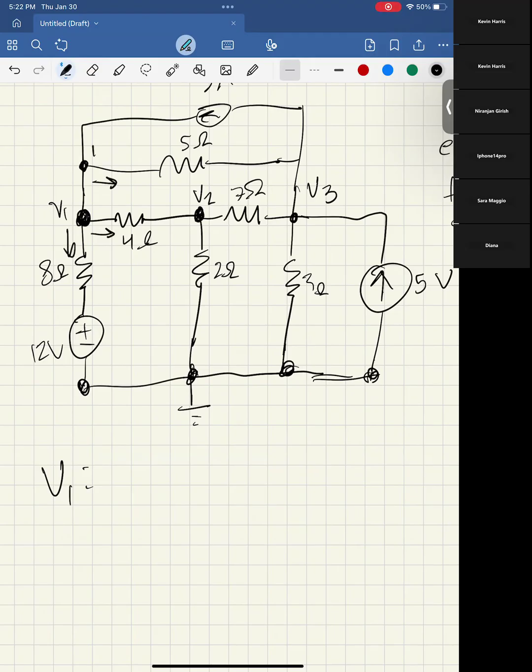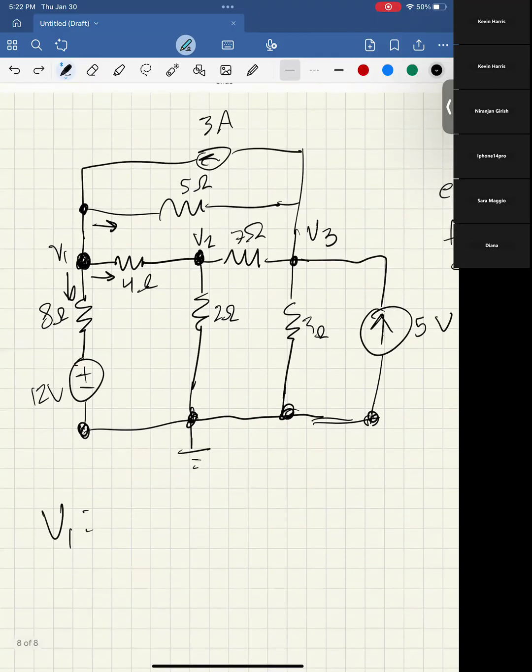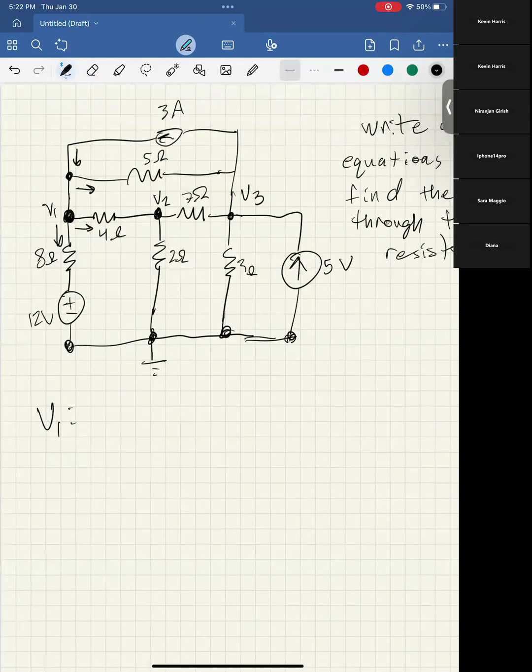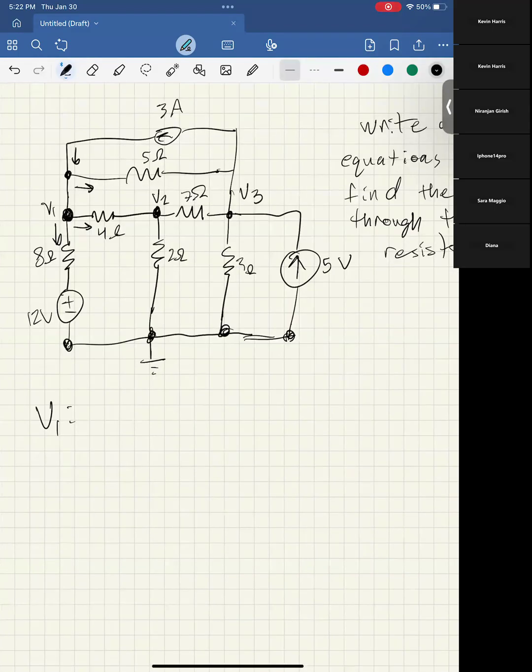But then here we cannot say this is going up because this is a current source and this is defined as going into the node. So for V1, what do we do? Okay, we have to write the equations that we've written before. So here, just like before, if this is 0 volts, we go up 12 volts. This is now 12 volts. So this first one, it's going to be V1 minus 12 over 8. If you want to use your units nicely, you can. So V1 minus 12 over 8.